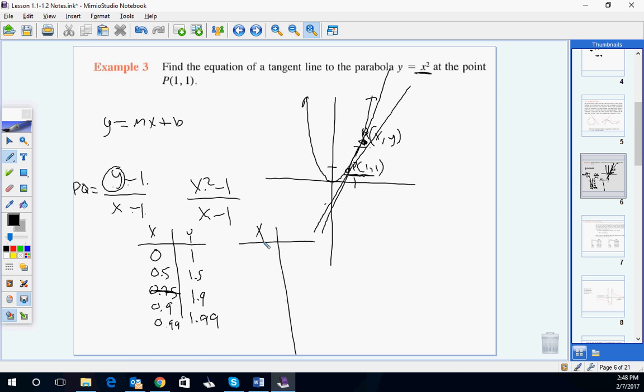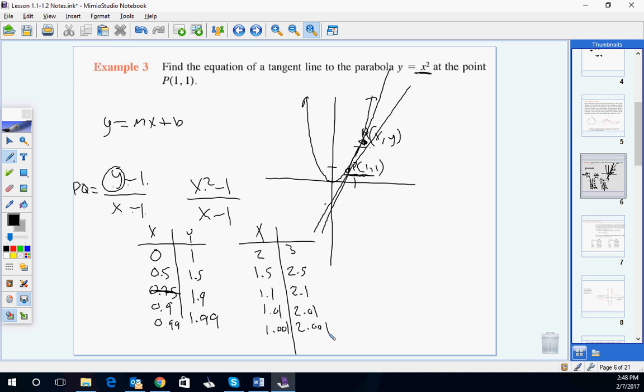Now if I do numbers bigger than 1, we started with 2, 1.5, 1.1, 1.01, 1.001. You plug a 2 in, you're going to get 3, then 2.5, 2.1, 2.01, 2.001. So you can see from both sides of the value of 1, as we approach 1, we get really, really close to 2.